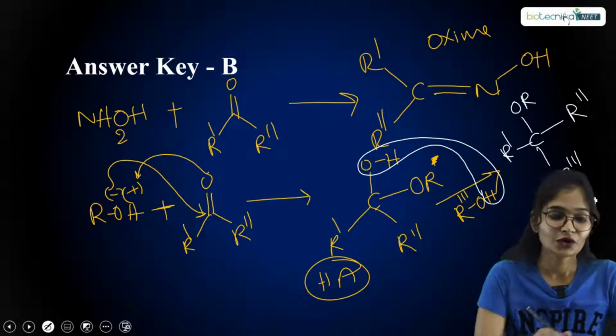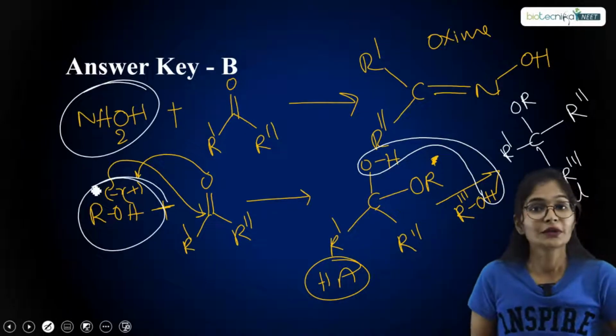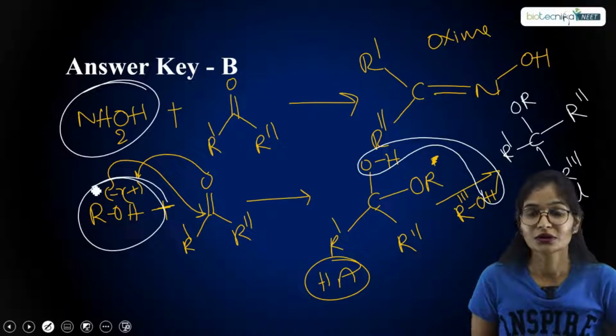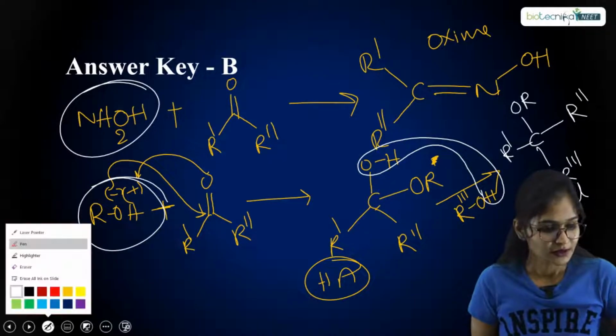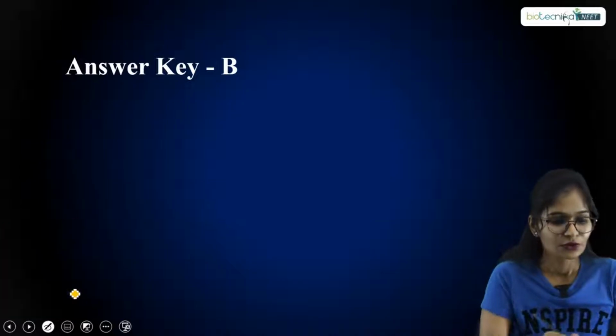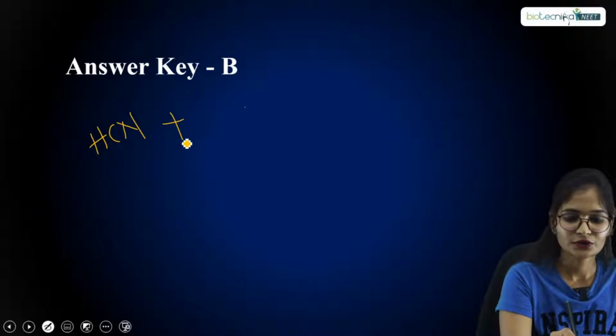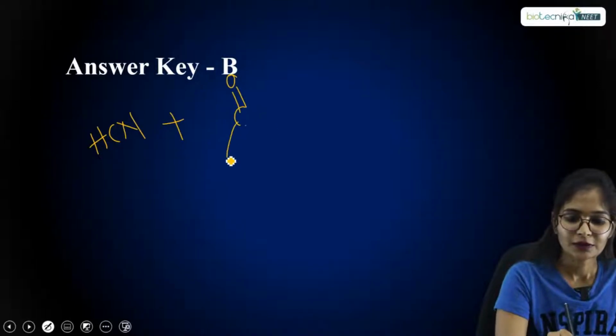Now we have covered hydroxylamine and alcohol. Coming to the two more reactants, let us consider the overall slide. Here they have given HCN also. So HCN you are going to treat with the corresponding carbonyl compound.